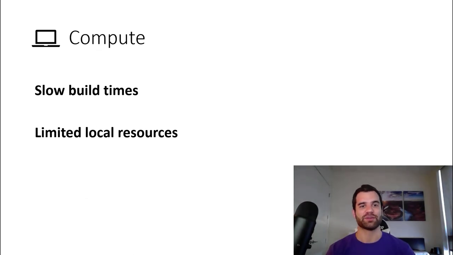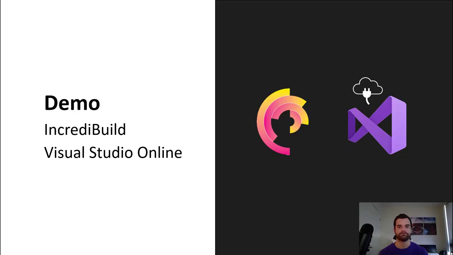So the first area is compute. If you're using a less powerful machine at home, you might be struggling with longer build times. And even if your build times aren't too bad, you might not have enough RAM on your machine, and so you're finding that your limited local resources are preventing you from doing a lot of work in parallel on your machine. Luckily, I'll be showing you a demo of ways that you can alleviate these problems.